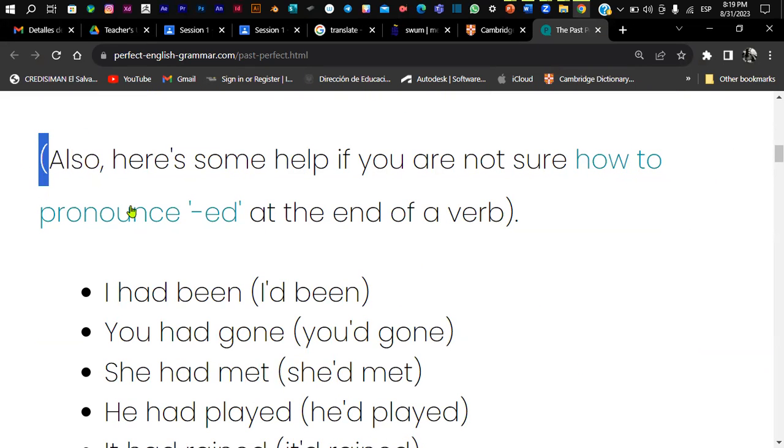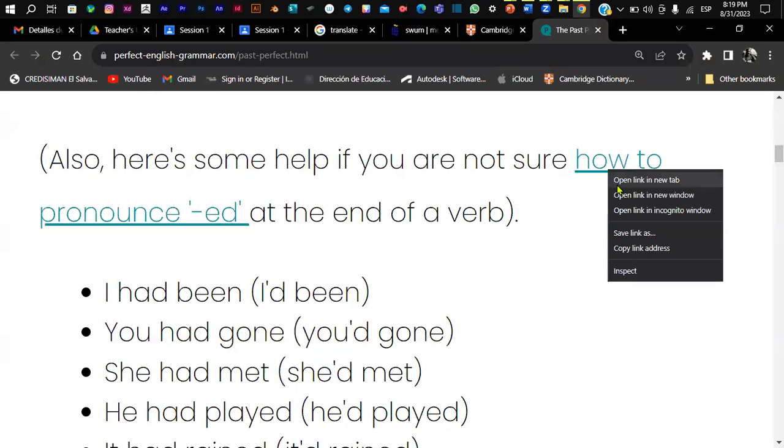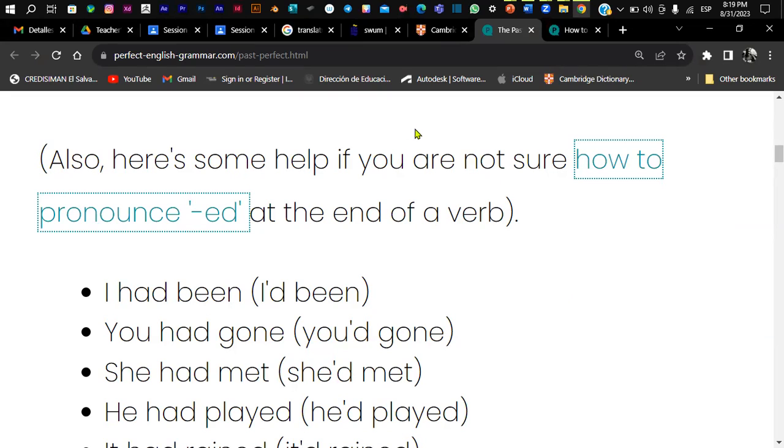Also, here's some help if you are not so sure how to pronounce ed at the end of a verb. This is kind of useful for you. Yesterday we were practicing in the examples. Remember the verb collect? How do you pronounce collect in the simple past or participle? Don't remember? Okay. This is the link that you need in that case.